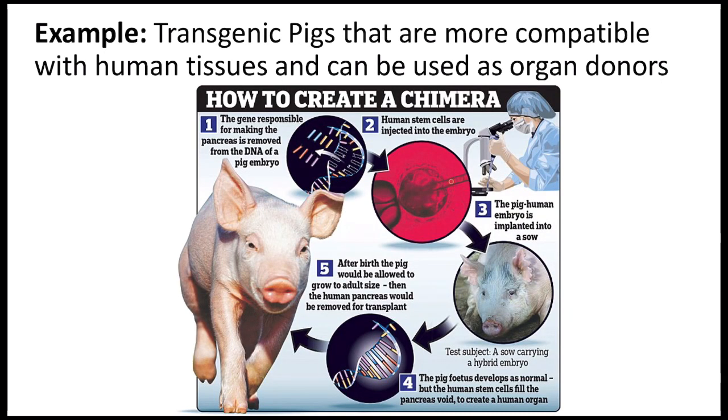Or another example, transgenic pigs that are more compatible with human tissues and can be used as organ donors. So basically making it so that you can have pigs grow human organs or very close to human organs that can be used as a transplant. So this is giving an example of the human pancreas in this image being created in a pig so that it can be donated to a human.